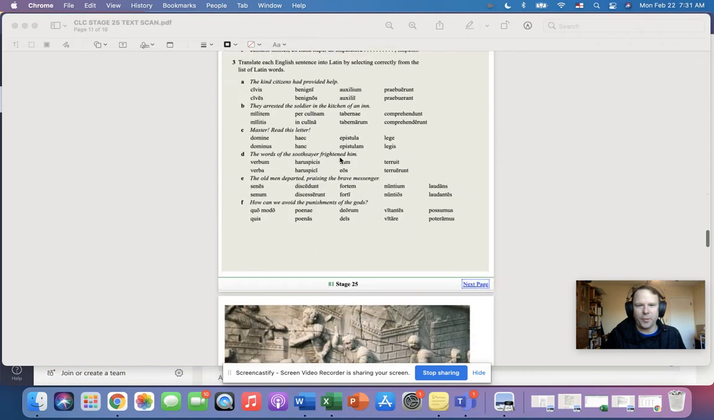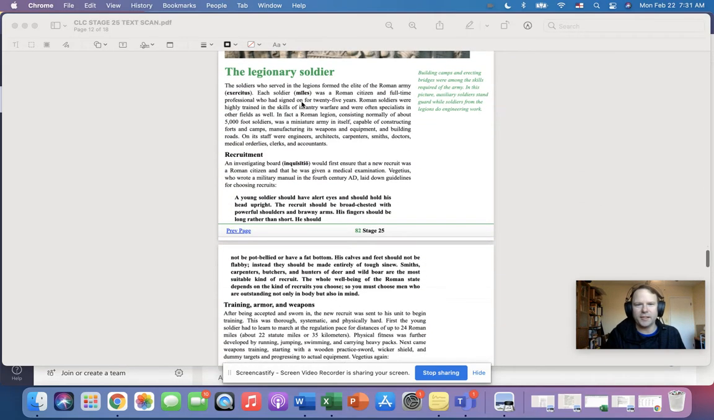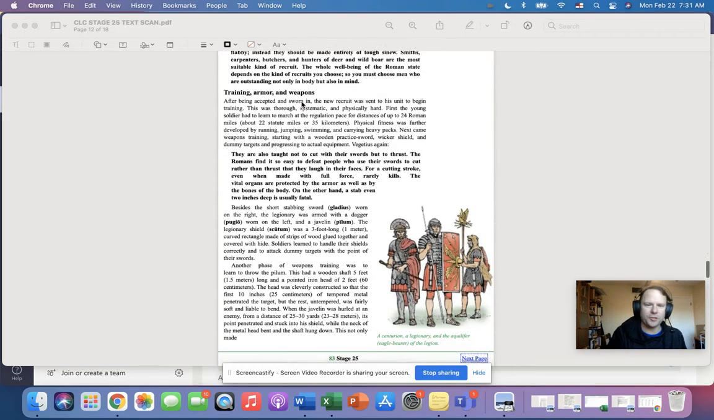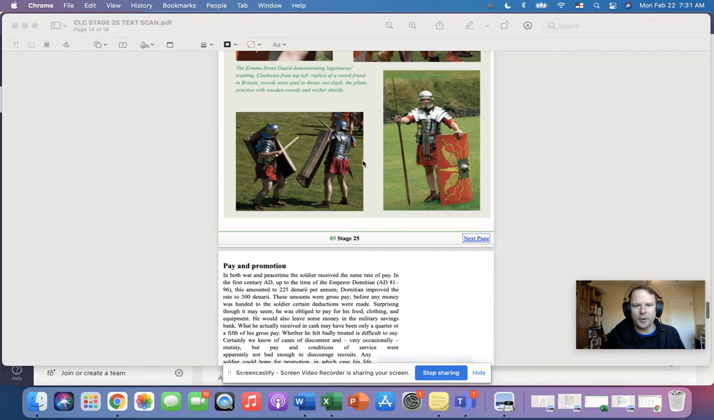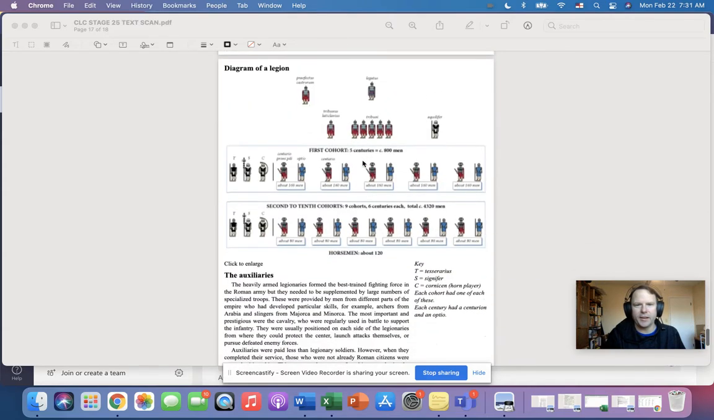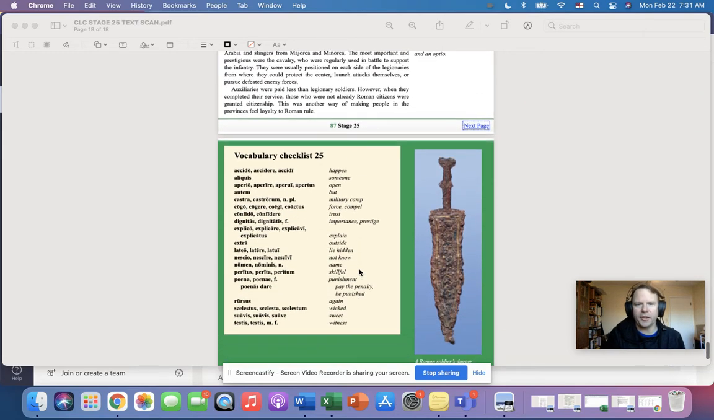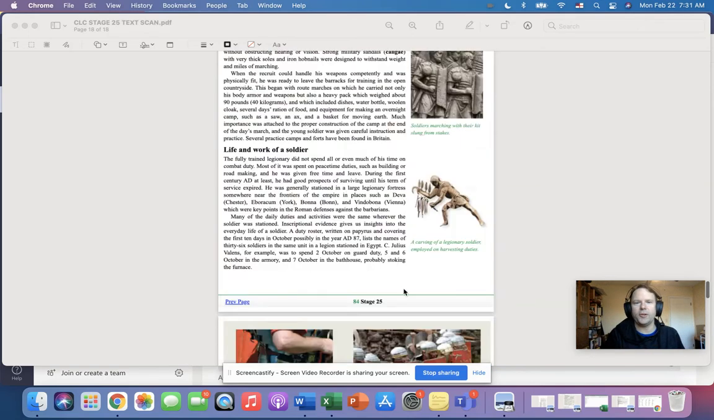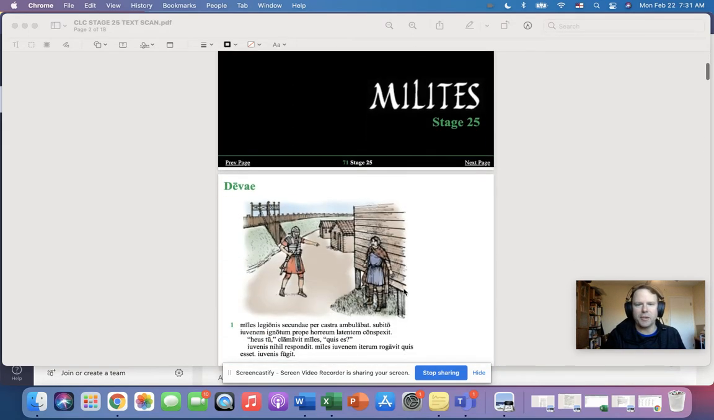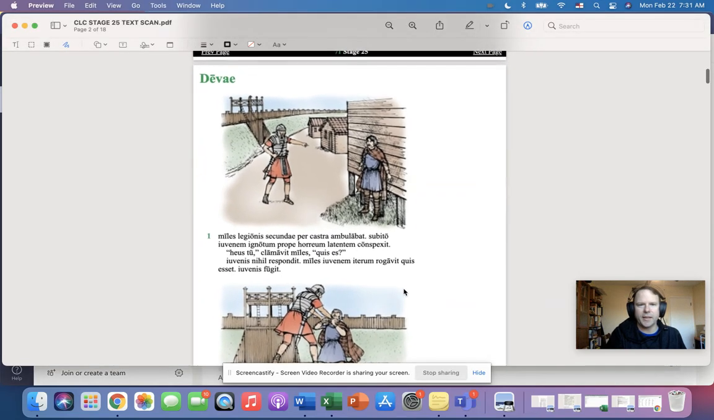And then, of course, we have our practicing the language and our culture section on the life of a legionary soldier and work. And then we've got some reenactment pictures, and then how the legion is organized, at least in this time period, the first century AD, under the Emperor Domitian. And then, of course, we have our vocabulary checklist. But right now, we are looking at those model sentences. All right, so I'm going to zoom in here and take a look.